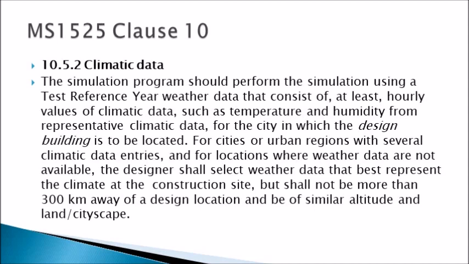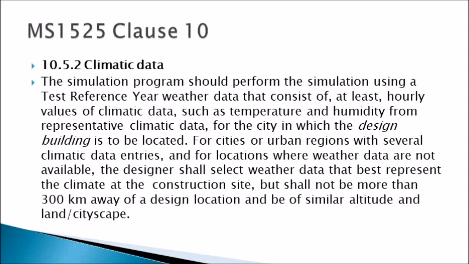For cities or urban regions with several climatic data entries, and for locations where weather data are not available, the designer shall select weather data that best represent the climate at the construction site, but shall not be more than 200-300 km away from the design location and be of similar altitude and land or cityscape.